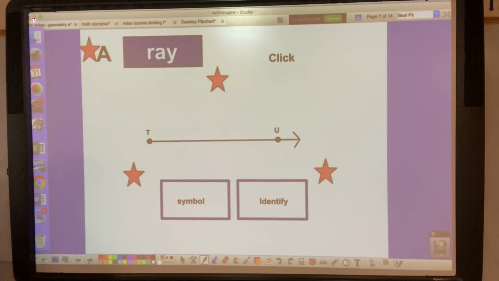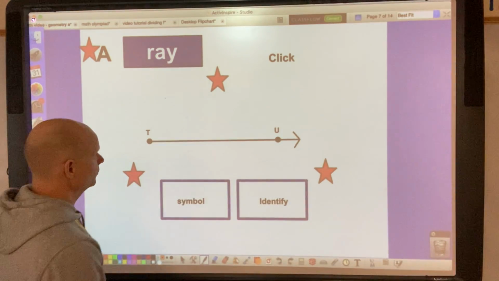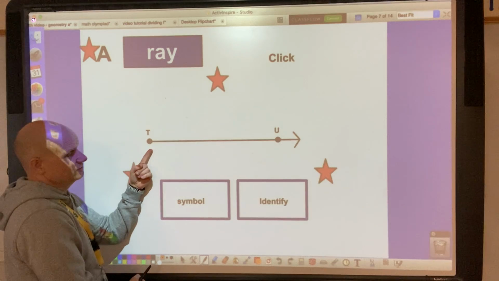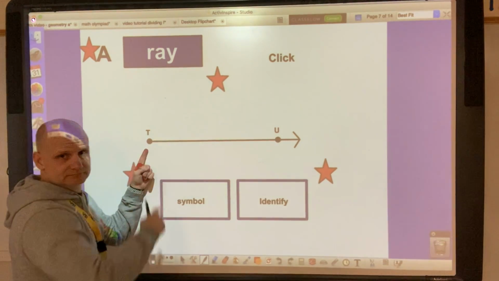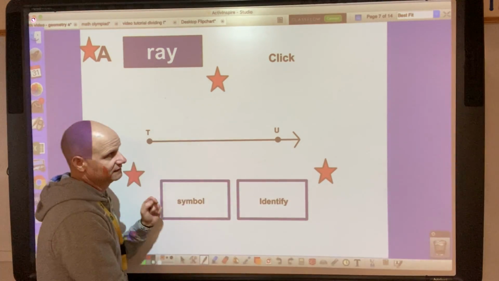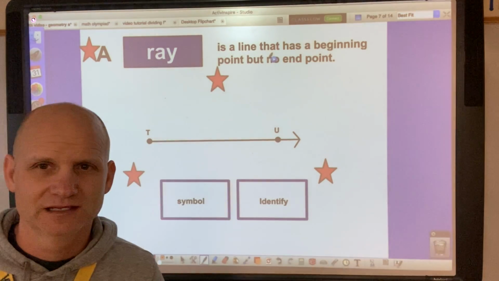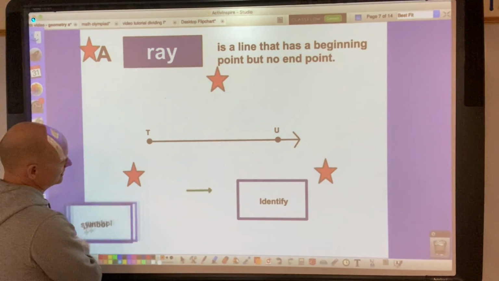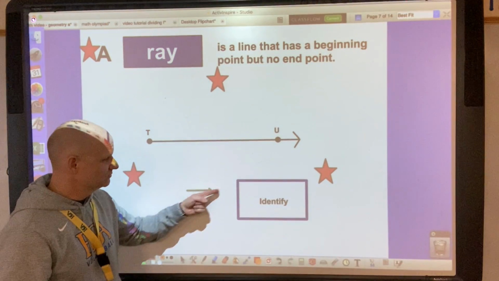Last thing I think I want to discuss is what is a ray? Based on what you see, you probably can come up with your own definition. A ray has a beginning point, but no end. So a ray is a line that has a beginning but no end. So it goes on forever, okay? What's the symbol? Well, again, it's not rocket science. The symbol is going to look like a ray, but it's always going to the right.